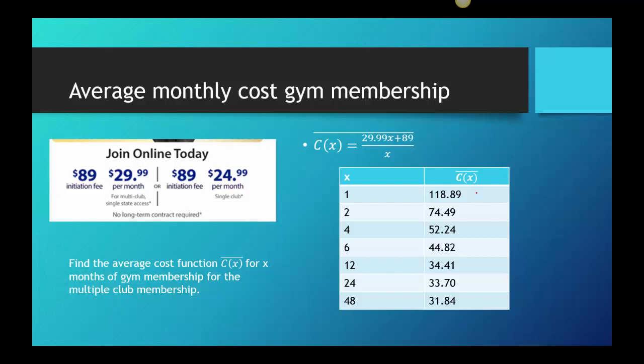Again, as we see, this average cost should be decreasing as we look at average cost functions. Just like we talked about earlier with how things drop down, like with the cans of soda getting cheaper, heading toward that 0.25 for the cans of soda, this is headed toward this $29.99 a month, which is our monthly fee. This initiation fee gets spread out the more we look at it, and it averages out, so we feel better about our purchase.